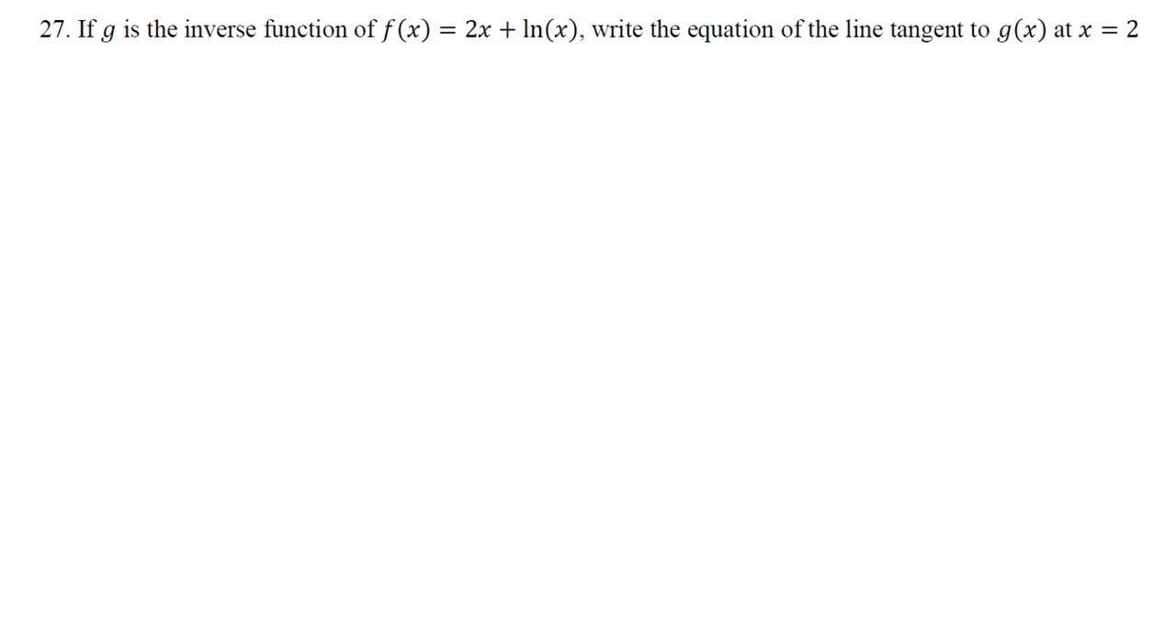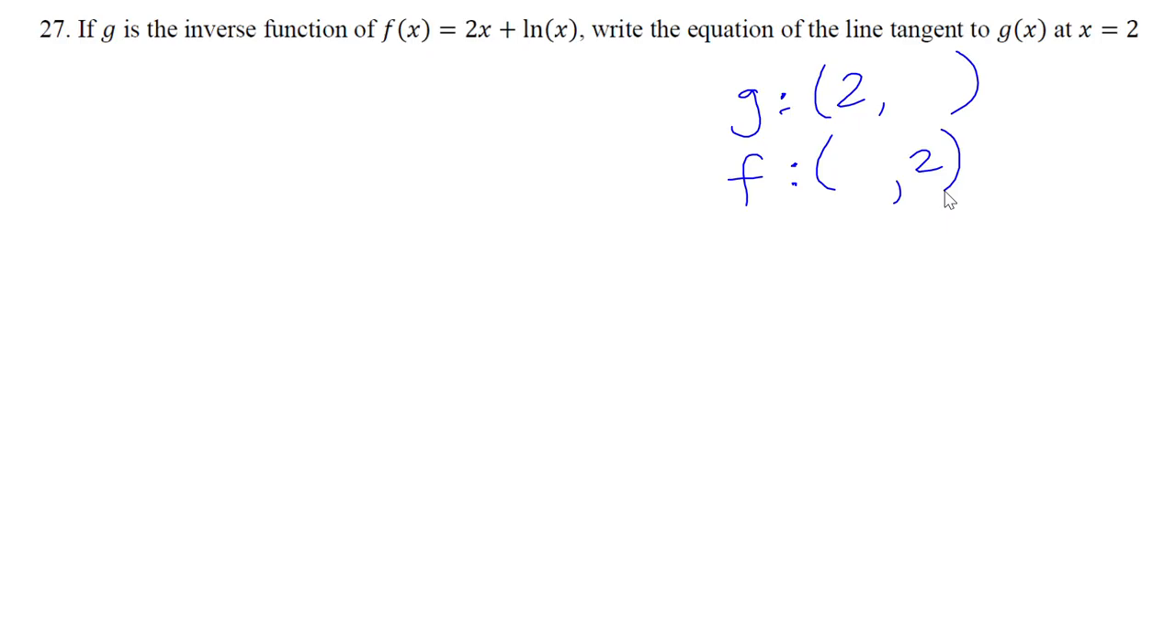All right, for our next one here, we're looking again at an inverse rule problem. So if g is the inverse of f, and f is 2x plus ln x, we want to write the equation of the line tangent to g at x equals 2. So first of all, that tells us that g has a point (2, something), which means that f, its inverse, must have a point (something, 2), right?